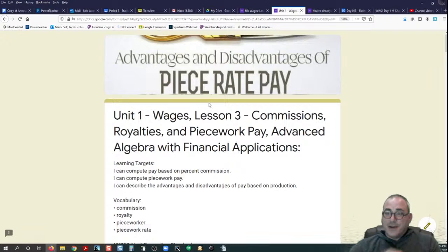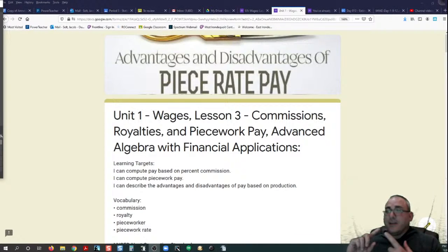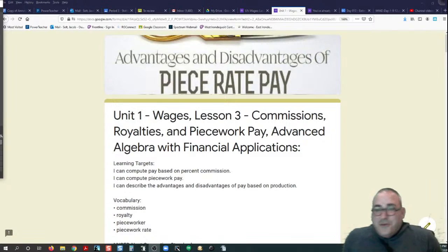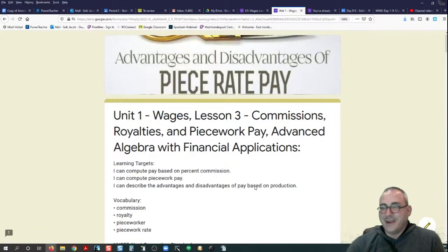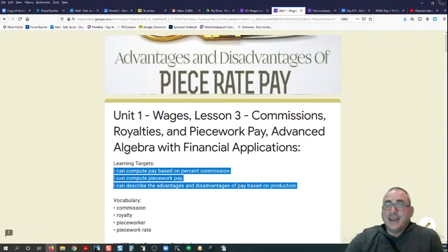This is Unit 1, Lesson 3. In Lesson 3, we're going to be talking about commissions, royalties, and piecework pay. This is for the class Advanced Algebra with Financial Applications. We have 3 learning targets for Lesson 3, and they're right here. The first one is I can compute pay based on percent commissions, and I can compute piecework pay as well as I can describe the advantages and disadvantages of pay based on production.